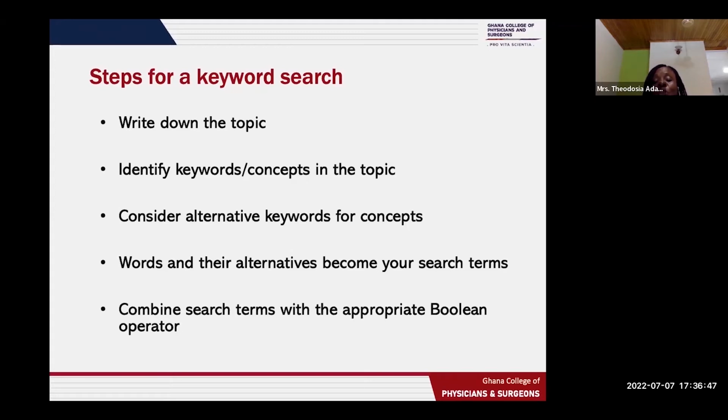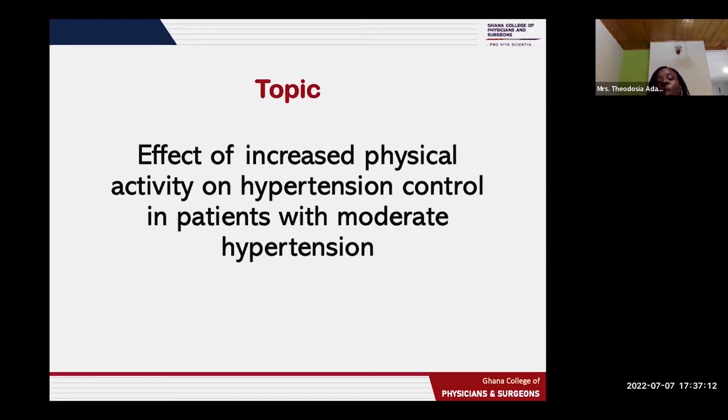But then we are still not ready to conduct a search. We need to understand the Boolean operators and how to combine these search terms that we've identified from our research topic in order to carry out a search. So we're going to look at the Boolean operators and what they mean when we use them for a search. This is the topic that we are going to consider. Let's say we've written out the topic: effect of increased physical activity on hypertension control in patients with moderate hypertension.